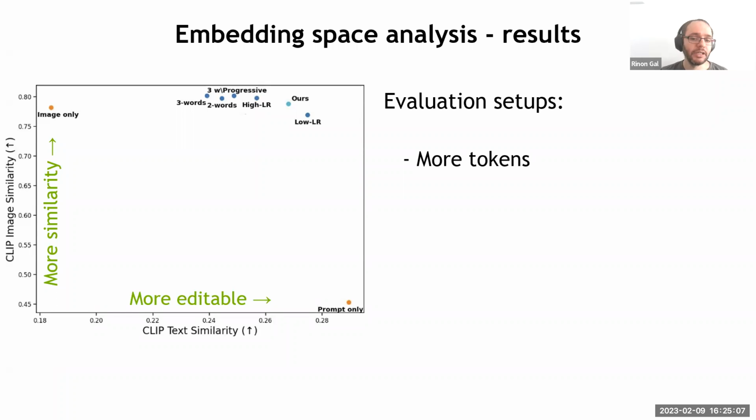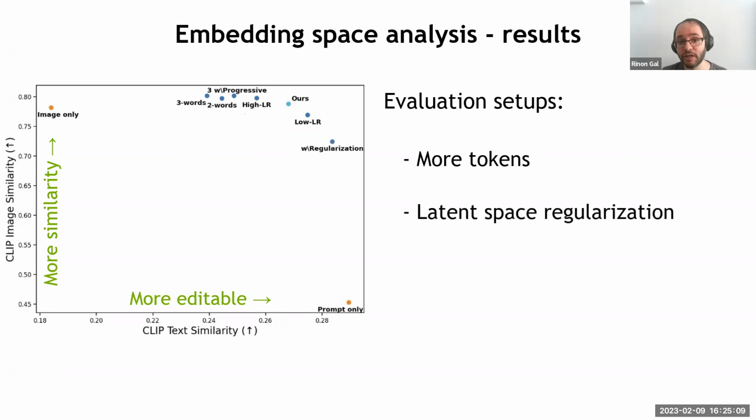On the other hand, we can try to add latent space regularization and try to force our learned words to be closer to real words, to things the model saw during training, right? And when we do that, we see the opposite effect, right? We see that we get better editability. It's easier to change the subject, but they look less similar to the training set, right? It comes at the cost of the fidelity to the concept itself.